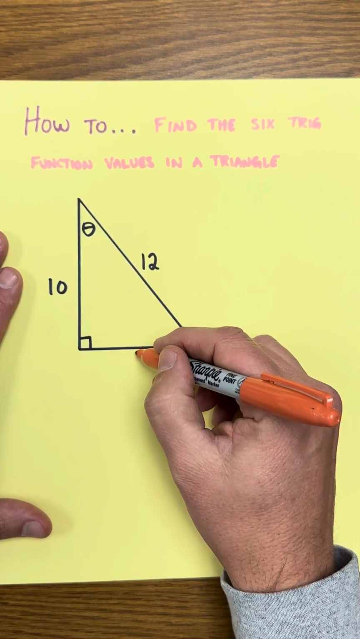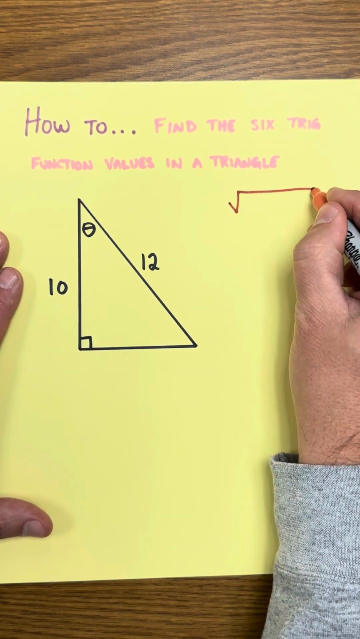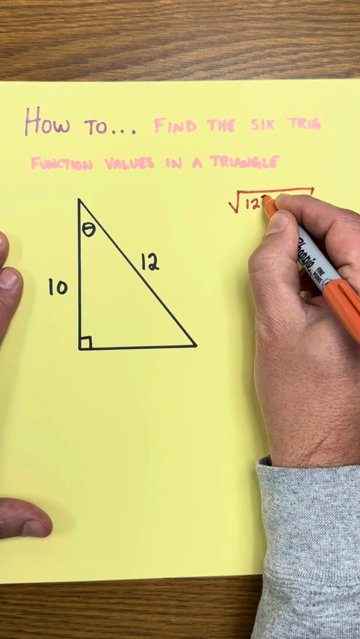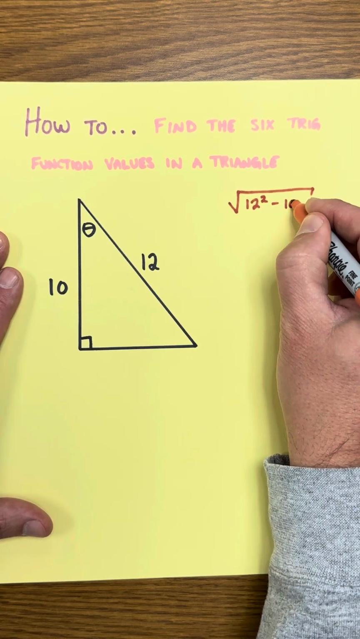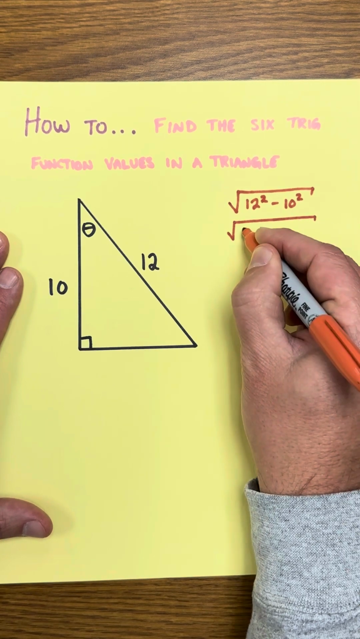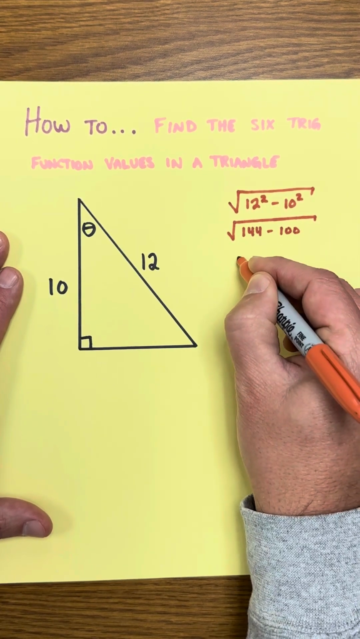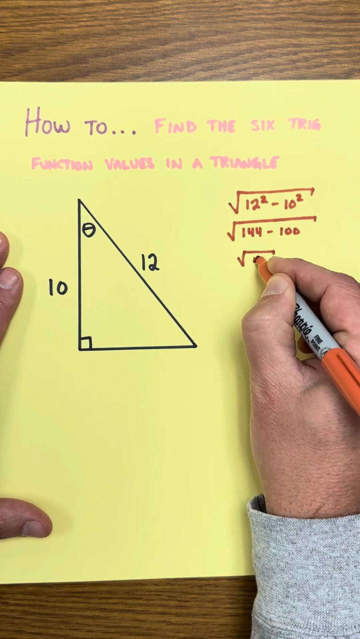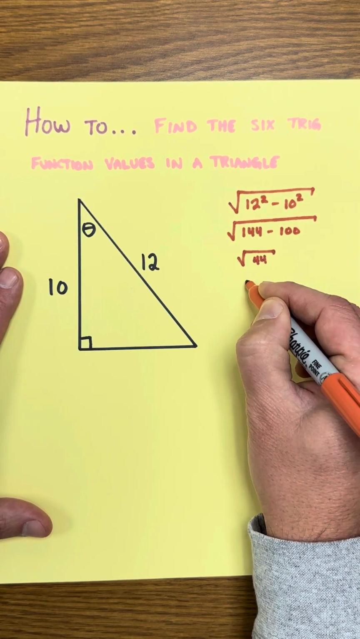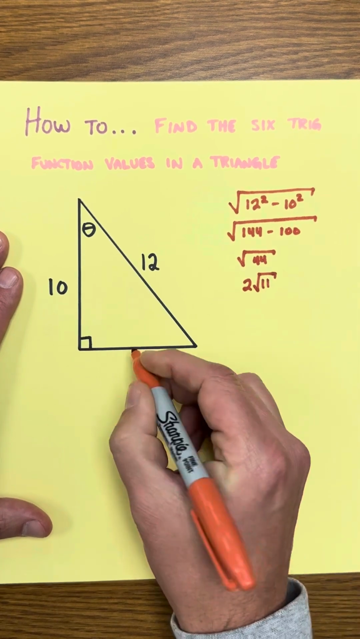So this missing side is going to be the square root of 12 squared minus 10 squared. So the square root of 144 minus 100, which is the square root of 44, which is 2 square root 11.